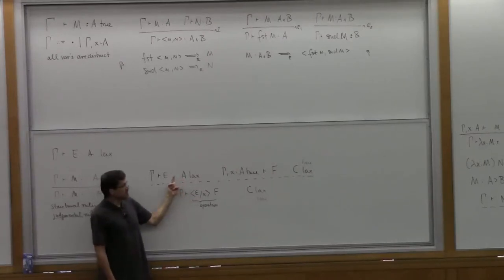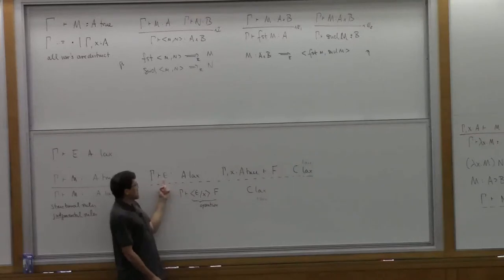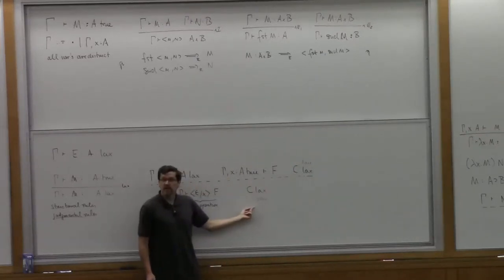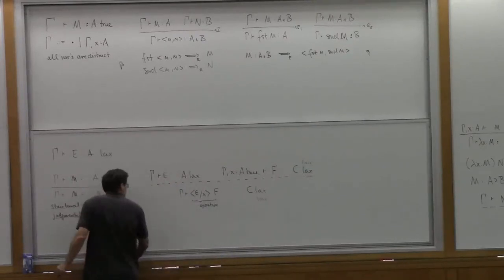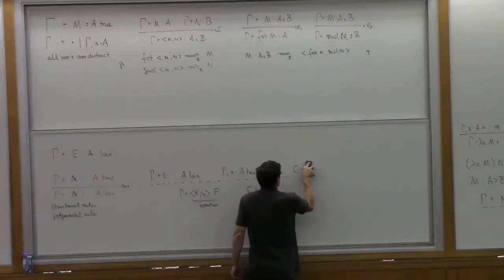So therefore, we can compose two of these computations, the computation E and the computation F. But we cannot compose a computation with the proof of truth and expect to get truth out. Make sense? So it really has to be C lax.